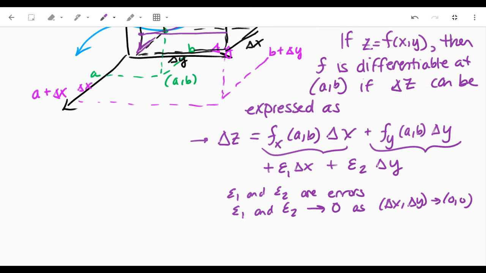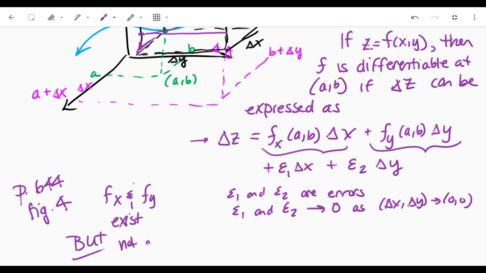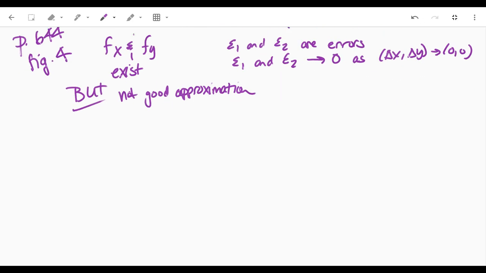Okay, if that's true, then that means that your tangent plane approximates the graph well. Okay, there are some cases where those partials exist, but they are not good approximations. So page 644 in your book, figure 4, shows an example of where those f x and f y exist, but it's not a good approximation. Okay, and the reason is because they're not continuous. Okay, so we have what's called a sufficient condition.